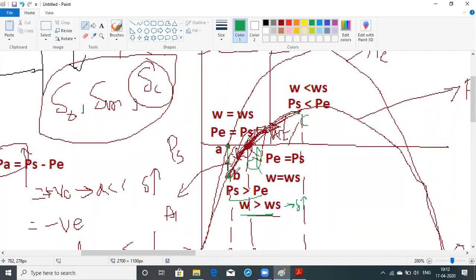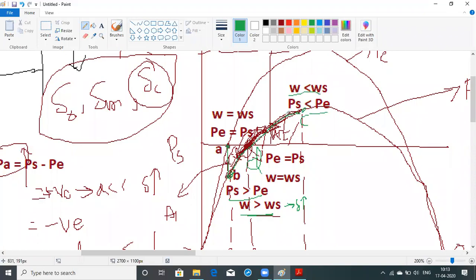When delta starts increasing, it needs to increase along the curve only. So it is going to increase, and increase, and it will stop at a point C, position C. That angle is called the maximum angle. At this condition, omega is less than omega s and PS is less than PE.